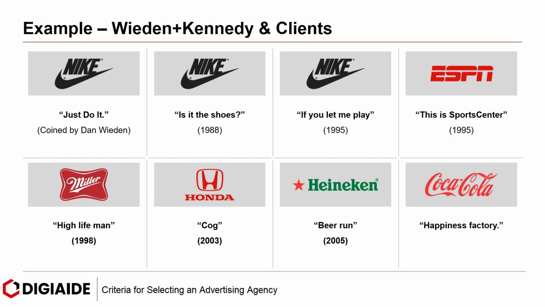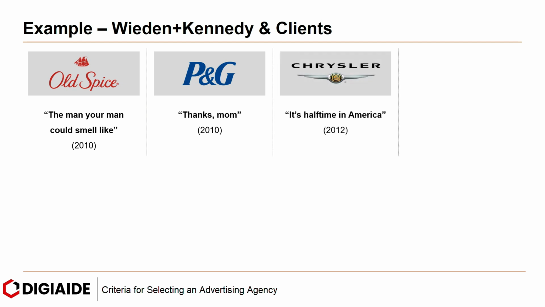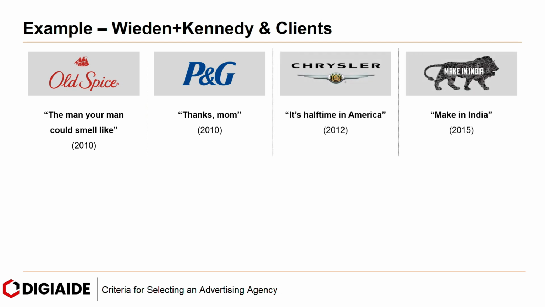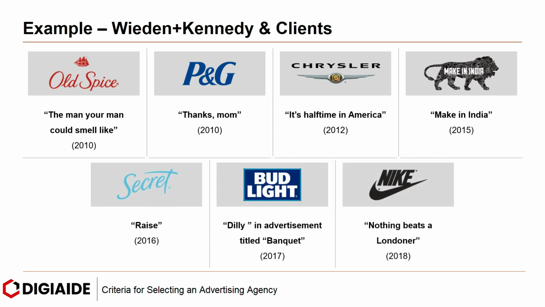Coca-Cola's Happiness Factory. Moving further, Old Spice's famous campaign, The Man Your Man Could Smell Like, P&G's Thanks, Mom campaign, Chrysler's famous It's Halftime in America, in India the Make in India campaign, Secret's Race in 2016, Dilly in an advertisement titled Banquet, and Nike's Nothing Beats a Londoner in 2018.